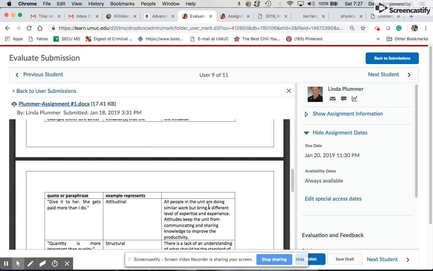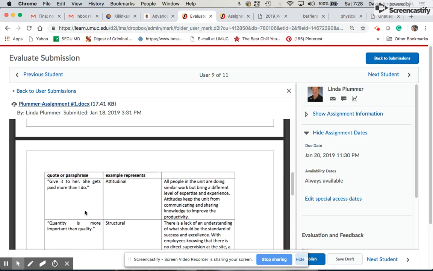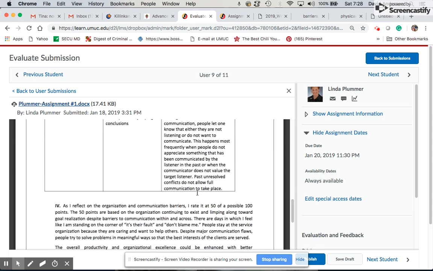This first top, all people in the unit are doing similar work, but bring different level of expertise and experience. That's absolutely right. But that doesn't have to do with the attitudinal barrier. What the attitude, the problem or the definition of why this is an attitudinal barrier, the attitudes keep the unit from communicating and sharing knowledge to improve productivity. That's exactly right. So here, give a little bit more of a description of what took place, what happened. You have the identification of the barrier, and then why that barrier was used. What was the problem that that barrier posed?